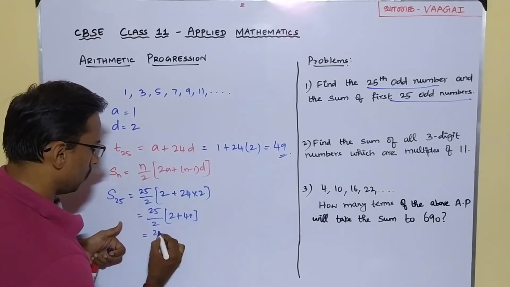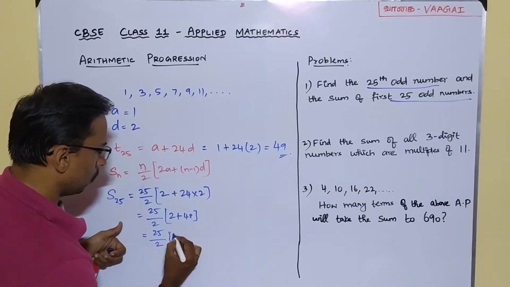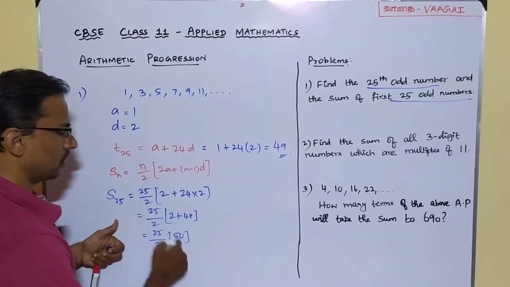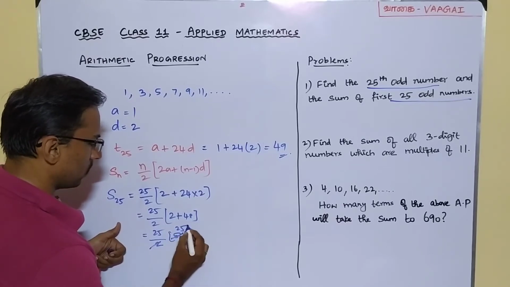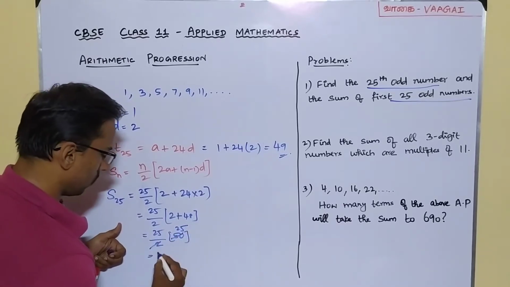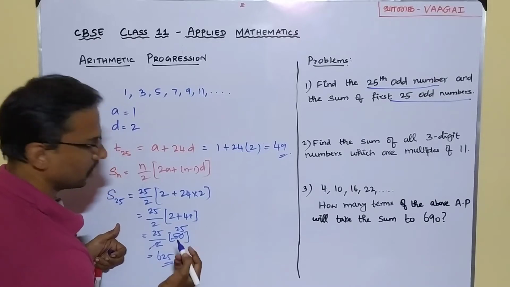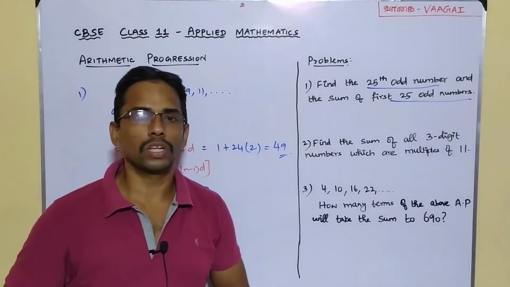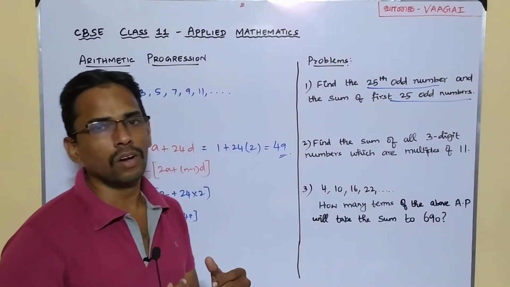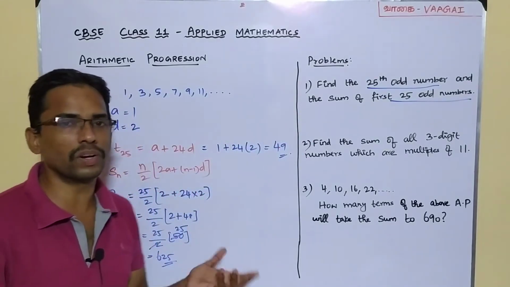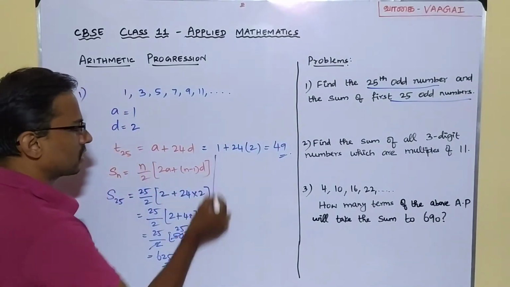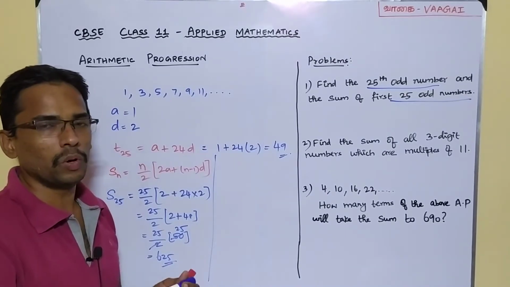And once again, this is going to be 25 by 2 into 50 because 2 plus 48 will give us 50. And I can cancel this 2 and 50. This is going to be exactly 25 times. So in that case, 25 into 25. The answer is going to be 625. Yes, done. That's it. So the sum of first 25 odd numbers is going to be 625.